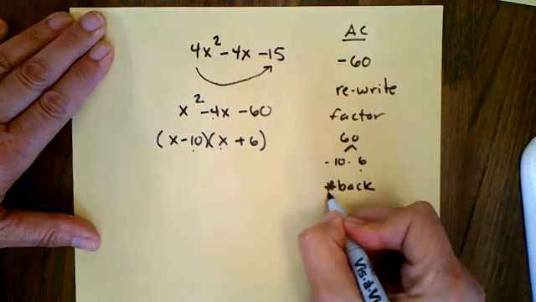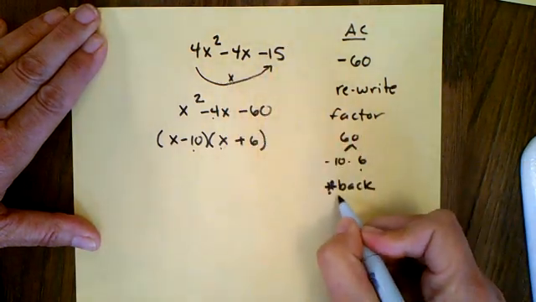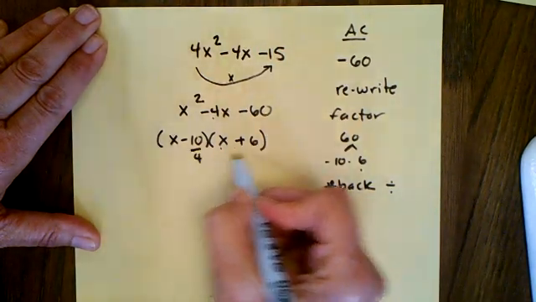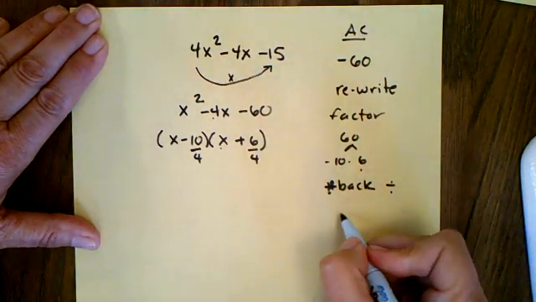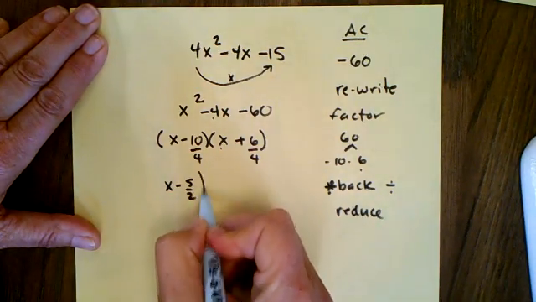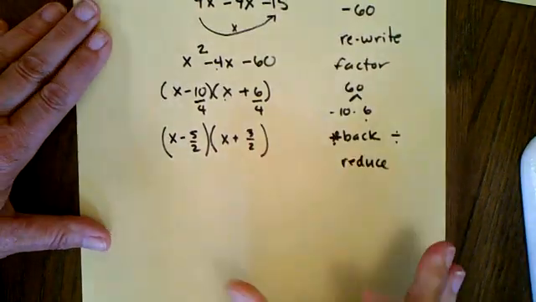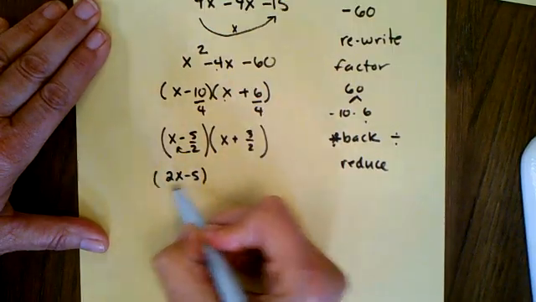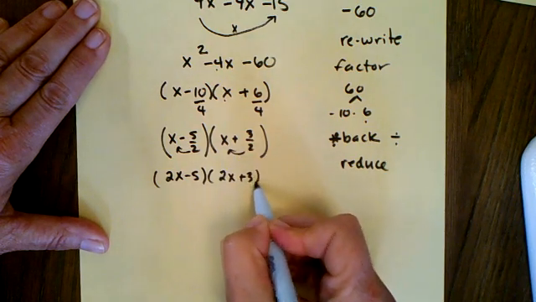But remember, now you're going to multiply back, or rather, sorry, divide back. Because we did a multiply of 4 times 15 up here, I have to undo that by division. So I'm going to divide back by that 4, but just in the constant terms. Now go ahead and reduce. x minus 5 halves, x plus 3 halves, and then the last little trick, multiply, and multiply here. And voila!